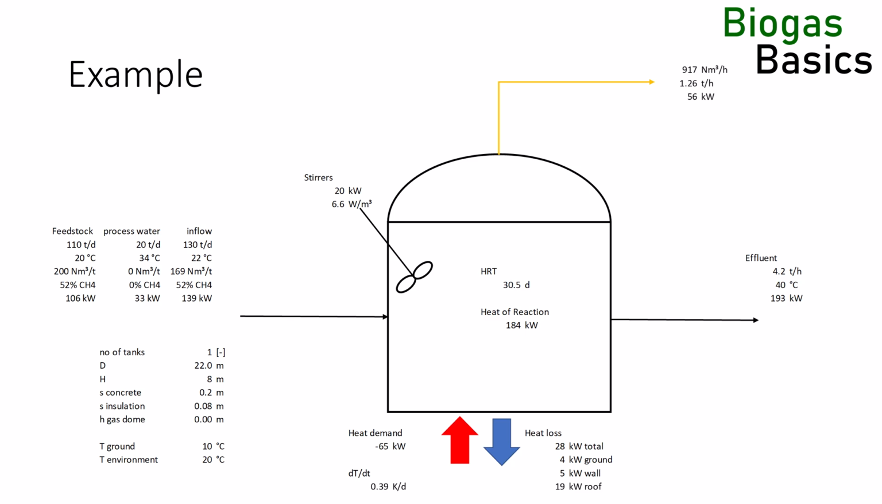The gap in the heat balance is minus 65 kilowatts, expressed as heating. So, in the summer scenario, the digester requires 65 kilowatts of cooling. Without cooling, the digester temperature will rise by 0.39 Kelvin per day.